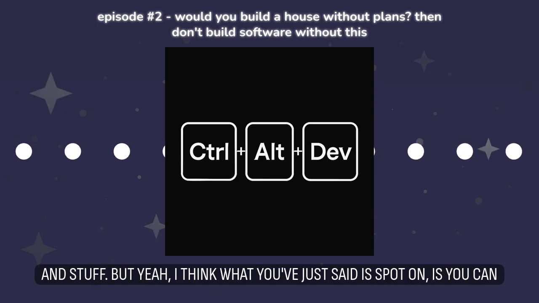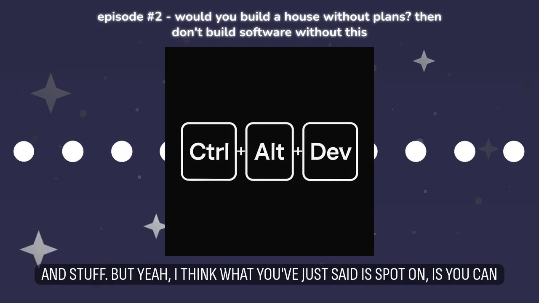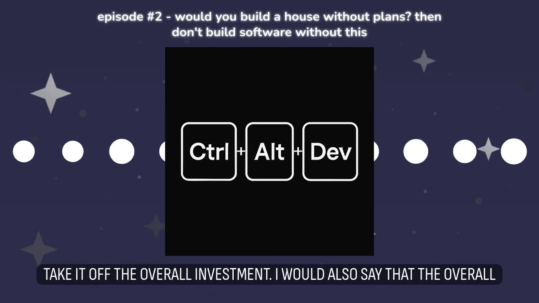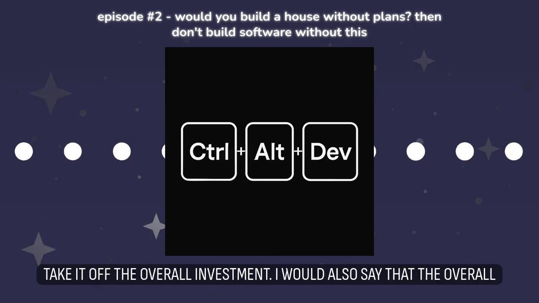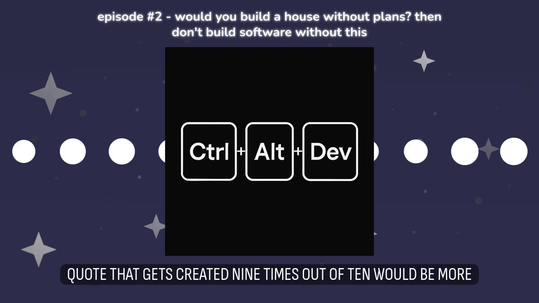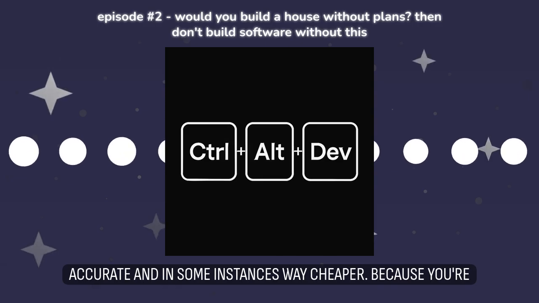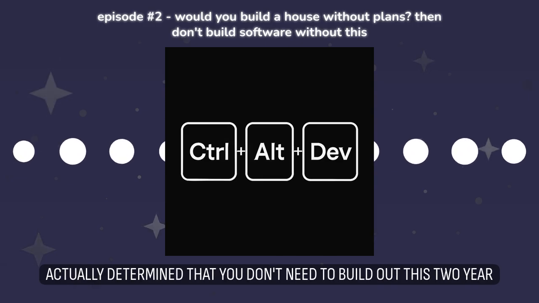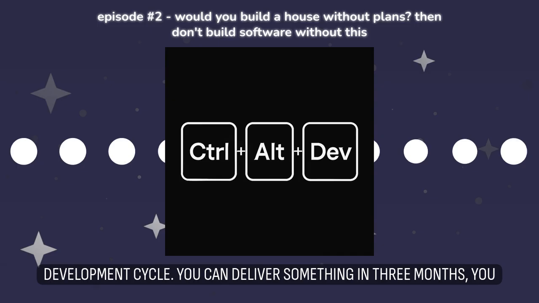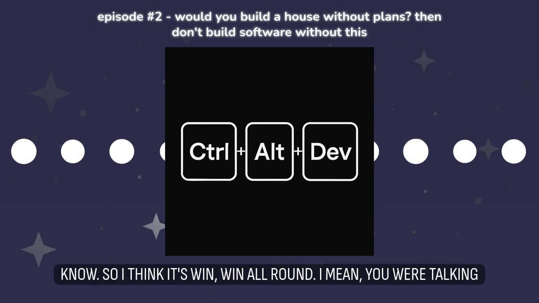But I think what you've just said is spot on, is you can take it off the overall investment. I would also say that the overall quote that gets created 9 times out of 10 would be more accurate, and in some instances way cheaper, because you've actually determined that you don't need to build out this 2-year development cycle. You can deliver something in 3 months, so I think it's win-win all round.